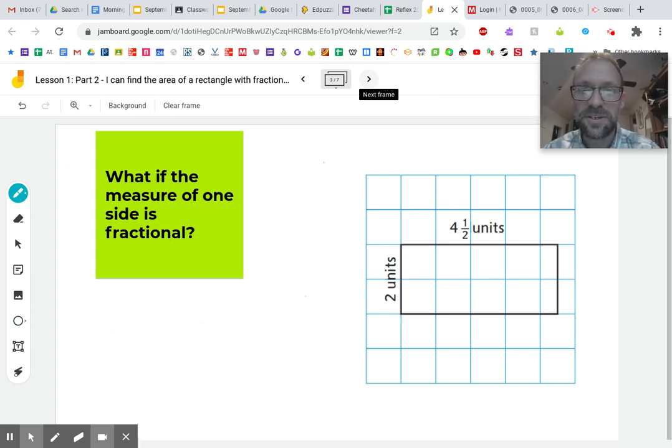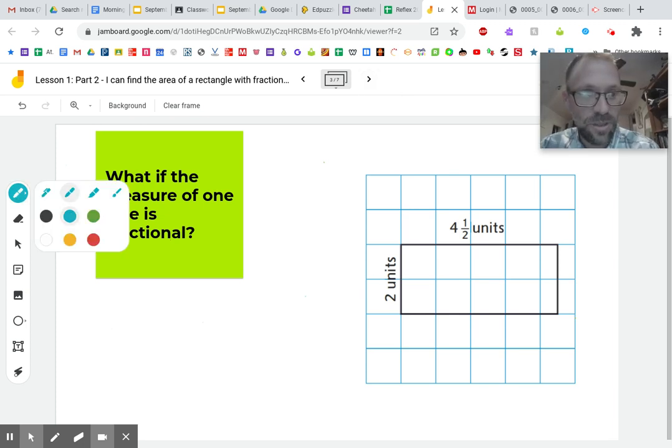The only thing that's different is that one of the edges of the rectangle doesn't line up along the grid, does it? It's kind of halfway between the grid lines, giving us a fractional side length. So here is one strategy for finding the area of a rectangle with a fractional side length. Are you ready? We can count all the pieces. We'll count the whole square units, and we'll count the fractional square units, and then we'll add them all together. Does that sound good? Let me show you what I mean.